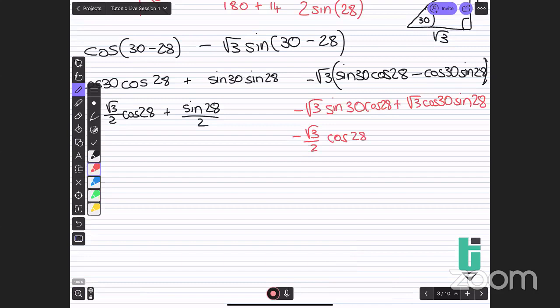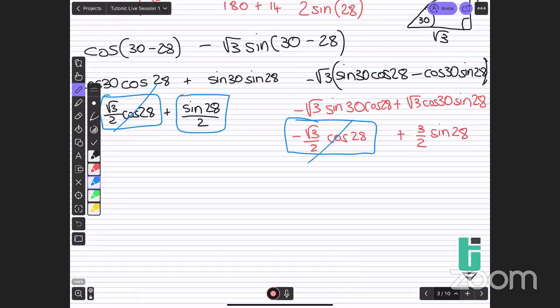And plus root 3, what is cos 30? Root 3 over 2. So it's going to be plus 3 over 2, because it's root 3 times root 3, sine 28. What happens here? They cancel. And what is sine 28 over 2 plus 3 over 2 sine 28?